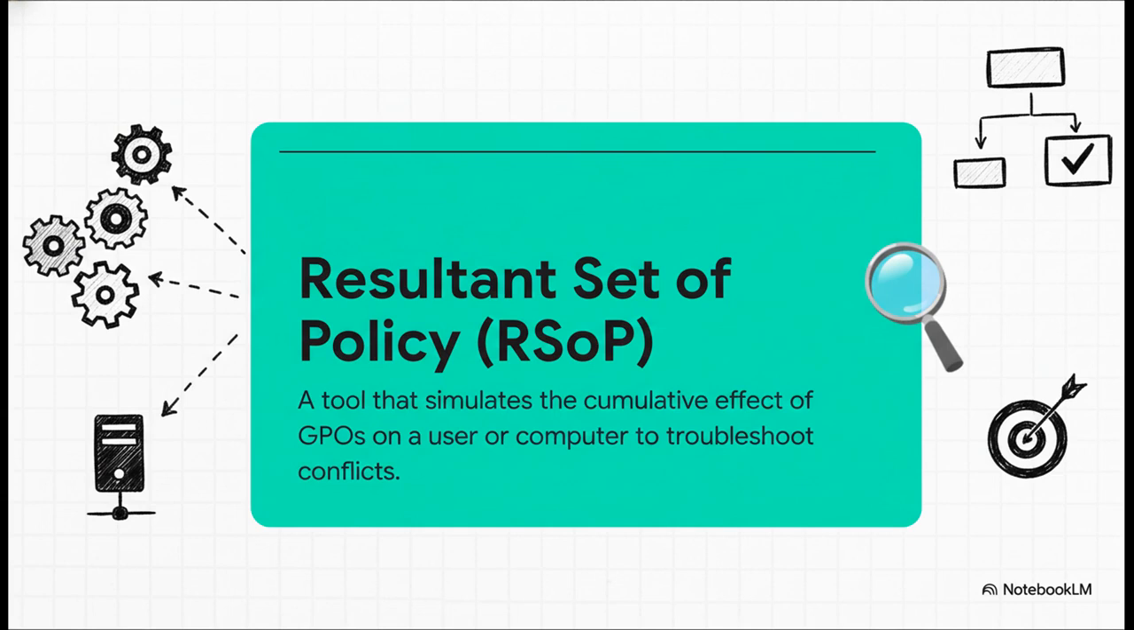It basically tells you what the final cumulative effect of all GPOs is on a specific user and computer. It cuts through the confusion of all the different policies being applied and shows you exactly what settings are in effect, and more importantly, which GPO they came from. It's a lifesaver for hunting down policy conflicts.